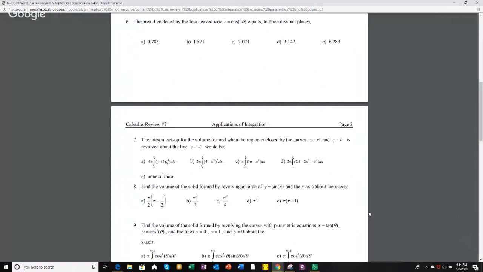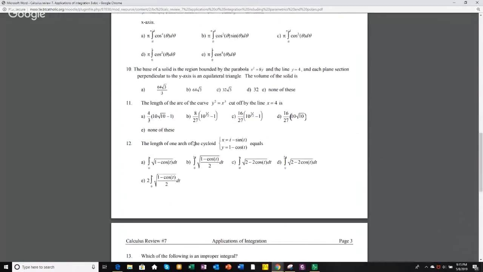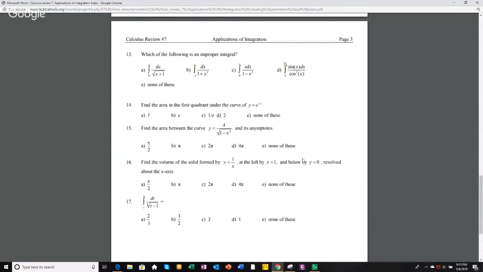Yeah, we did a little bit of polars. We didn't do the conic polar, the conics we didn't do, but regular polar we did. Polar graphing, talk about that. So this has some polar questions in here.